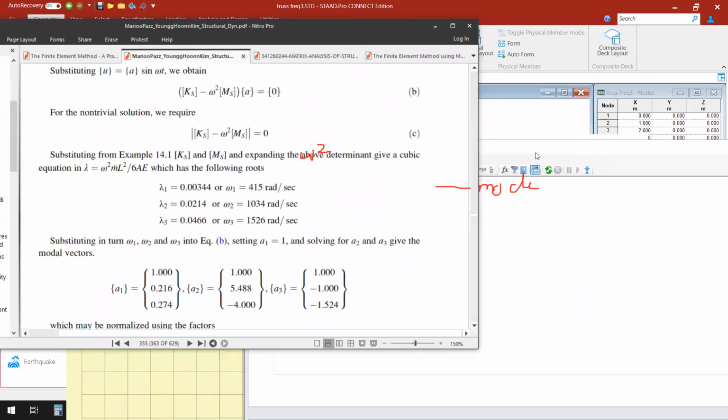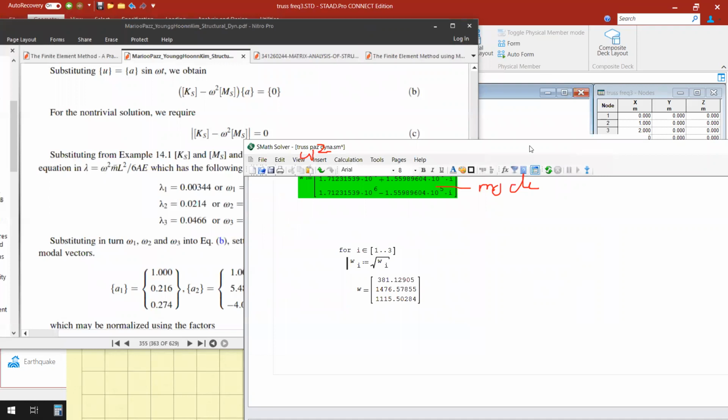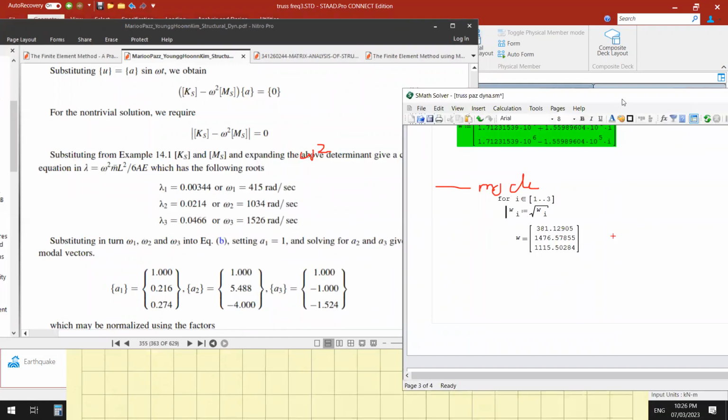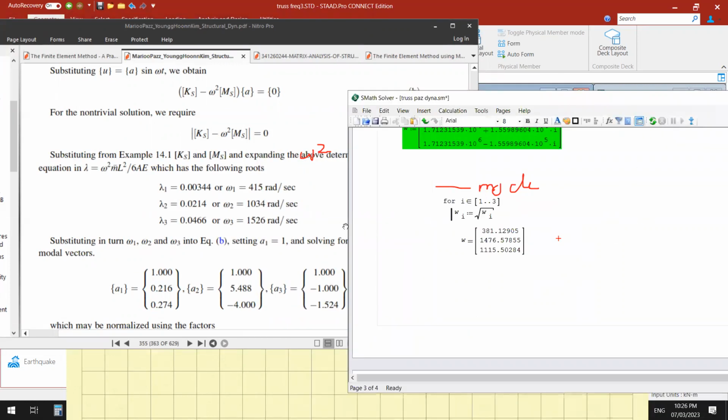Ayan. So, ito yung nakuha ni Mario pass. I think may content discrepancy. So, 415 against 381. 1,034 against ito, 1,000, ano to? 115, no? And then 1,526 against 1,476.